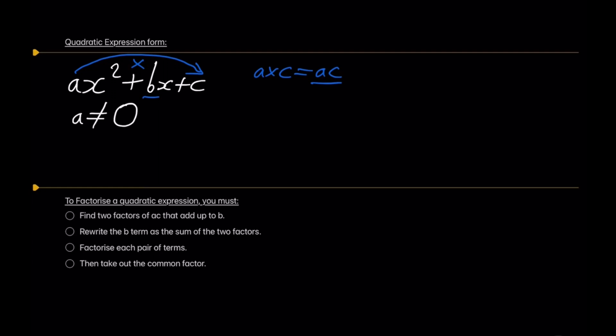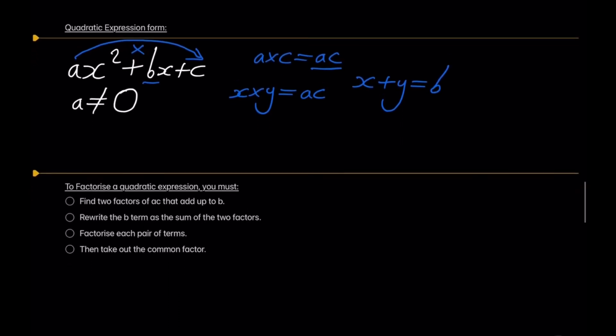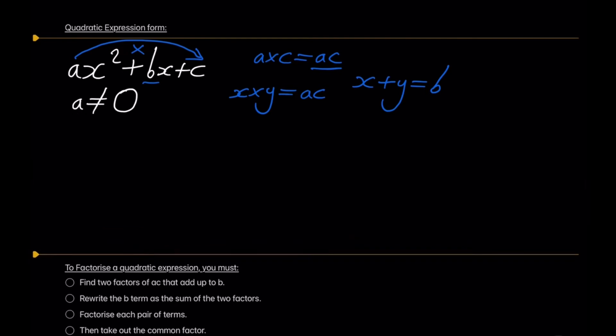So two numbers which would multiply to give us AC, and when we add them, we get B. That's the first step. For the sake of simplicity, I'll write down an actual quadratic expression.